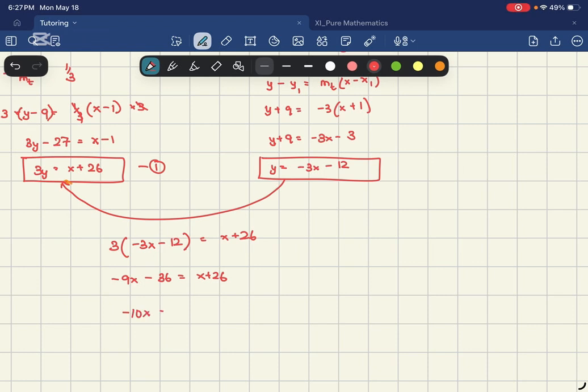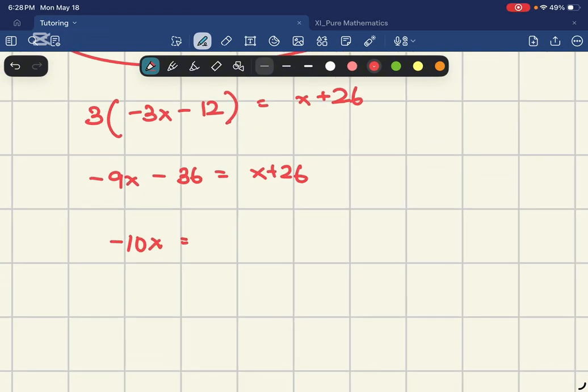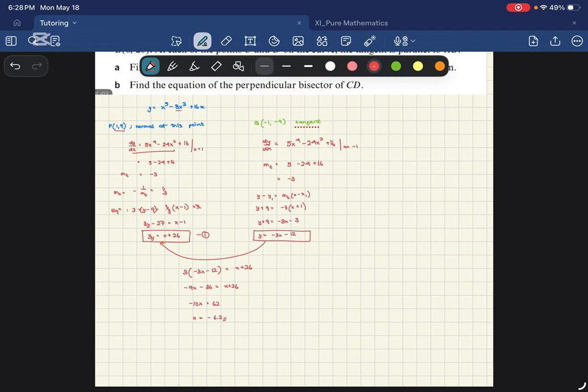Minus 10x is going to be 36 plus 26. 62. If you add 36 to both sides. So x, you're going to get negative 6.2. Okay, so now we are correct. So I made a mistake here, and I hope you caught that.